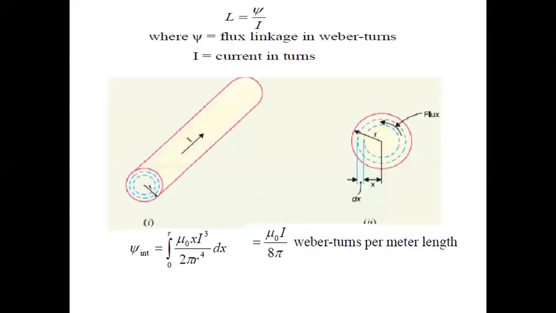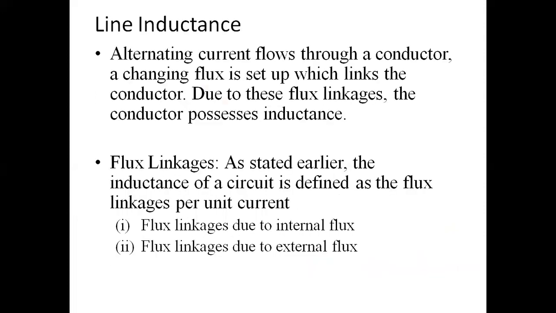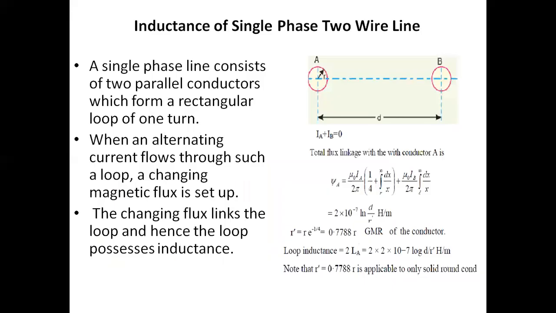So what points have we discussed here? How inductance exists in AC transmission lines. It is a property of the material, established due to the flux linkage in the conductors. And the total inductance of the single phase transmission line is equal to 4 into 10 power minus 7 ln d by r dash Henry per meter.